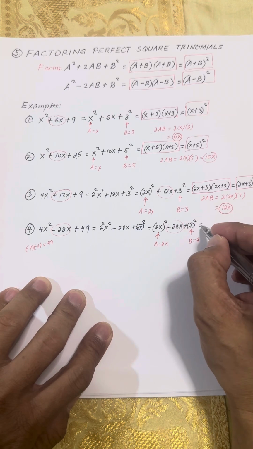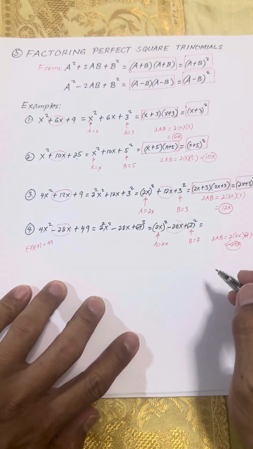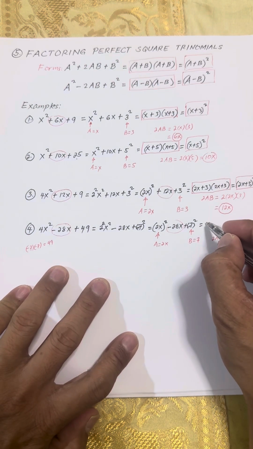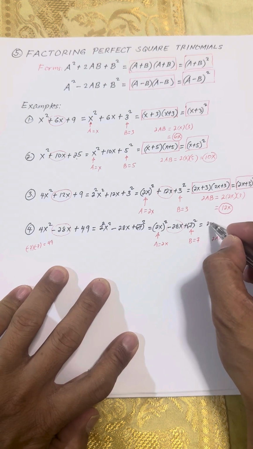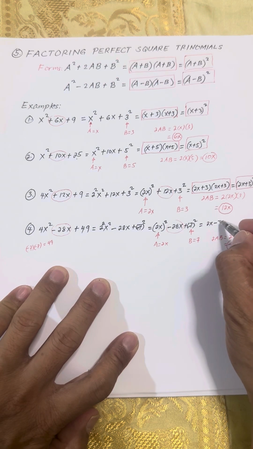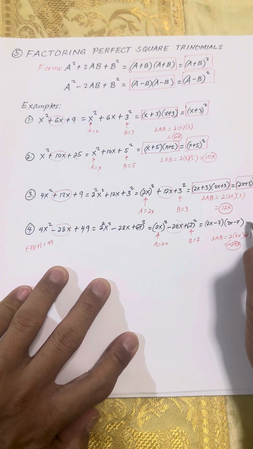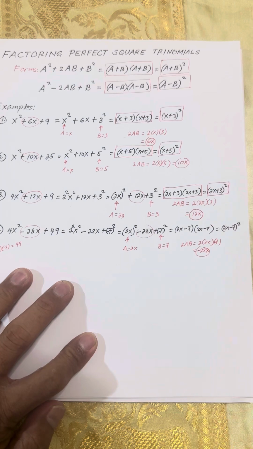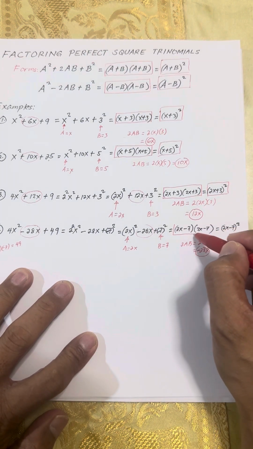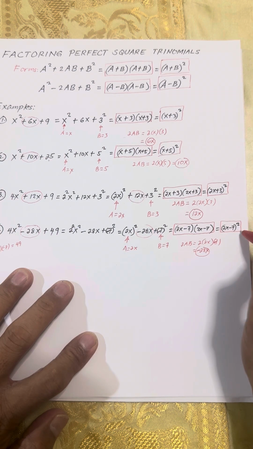So therefore the factors, we have to follow this. Since the middle term is negative, the factors are a minus b. So our a is 2x minus b, our b is 7. Then times 2x minus 7, or equal to 2x minus 7 squared. Okay, so these are the factors. This could be your answer, or you may use this as your answer.